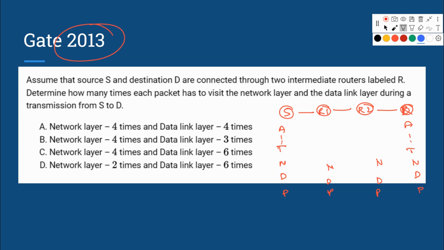Now let's see how the signal is traveling. Once the data is being encapsulated, it goes like this. It passes through this network layer, then the physical layer. It passes through this network layer, and this is how it is.